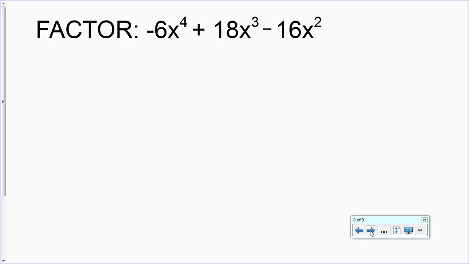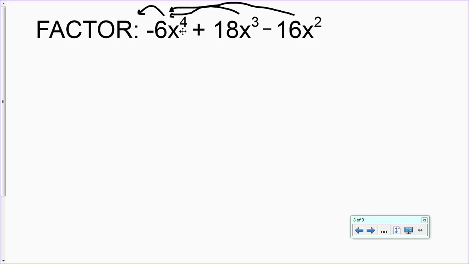So here's your example. I did this as an example, right? Yeah, not as a try your own. So we have negative 6x to the fourth, 18x to the third, and negative 16x squared. What do all three of these have in common? Because what we're basically doing is undoing distributive property. What got distributed to all three that we can take out? Well, all three are integers. They're all even numbers, though. So they're actually all divisible by a 2.